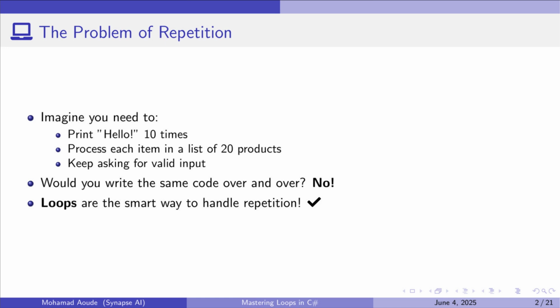Imagine you need to print hello 10 times, process 20 items in a product list, or keep asking the user for valid input until they comply. Would you really type the same line of code 10 times? Clearly not. Loops are the smart way to handle repetition, one definition, multiple executions. By the end of this slide, you should ask yourself, how could I avoid typing near identical code over and over? Loops are the solution.